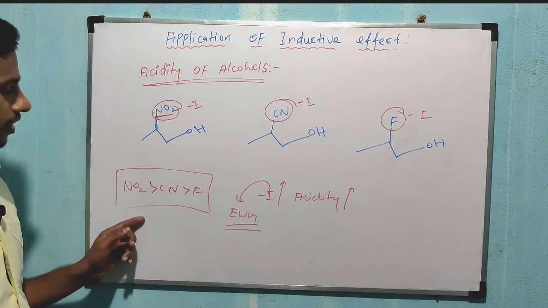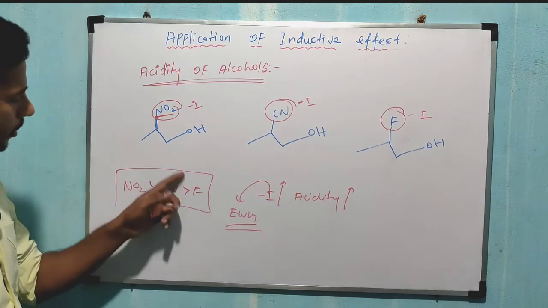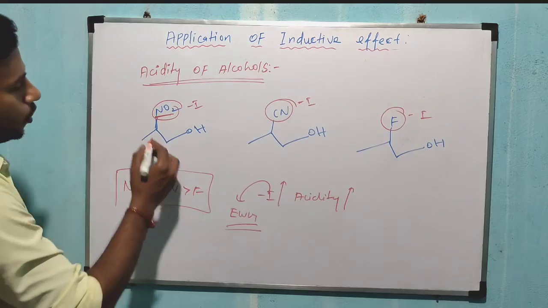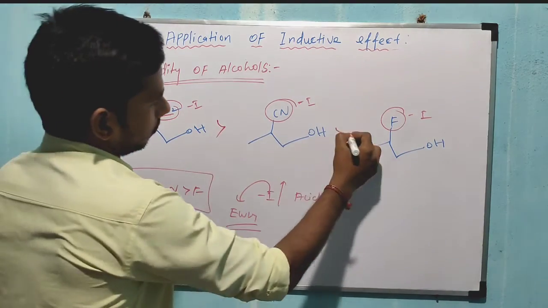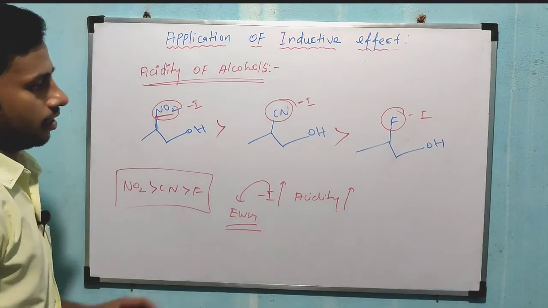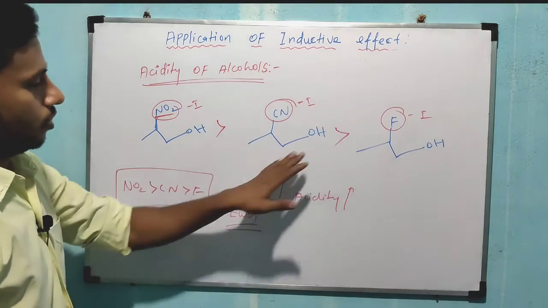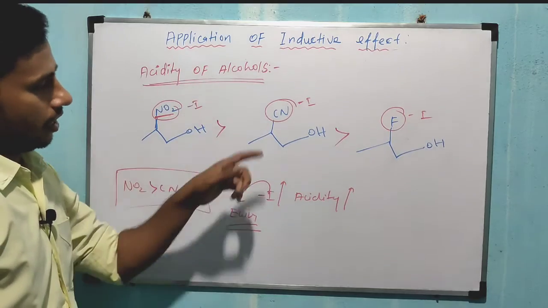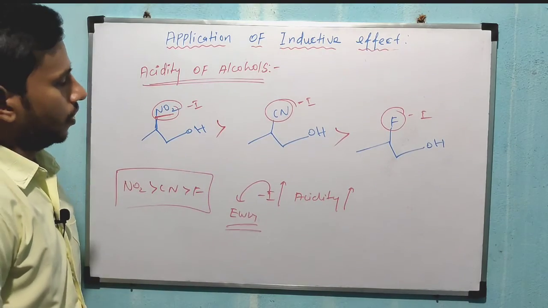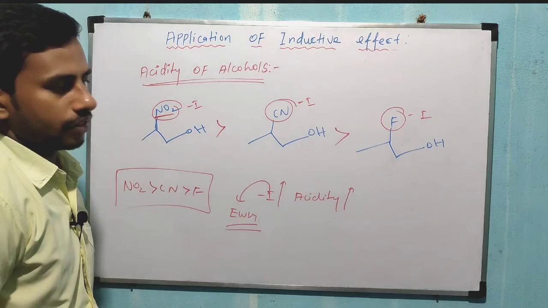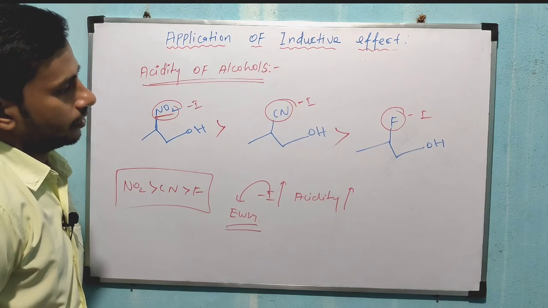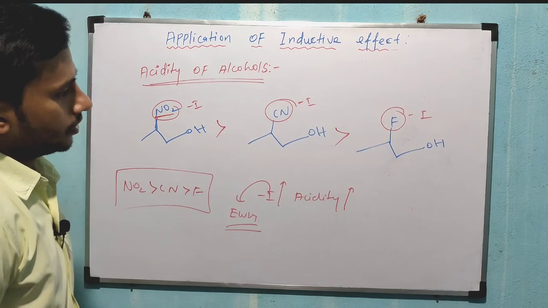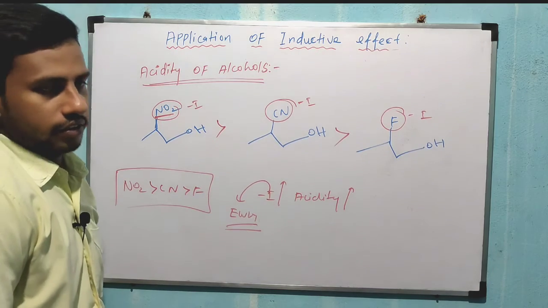Now this is an increasing order of minus I groups. So here more minus I group. Now this is an increasing order of stability of the alkoxide ion. So once the stability of the alkoxide ion, that means the conjugate base, increases, the corresponding acidity of alcohol also increases. So these are the increasing orders of acidity of alcohols, right? These are the important examples from this topic of acidity of alcohols, right?